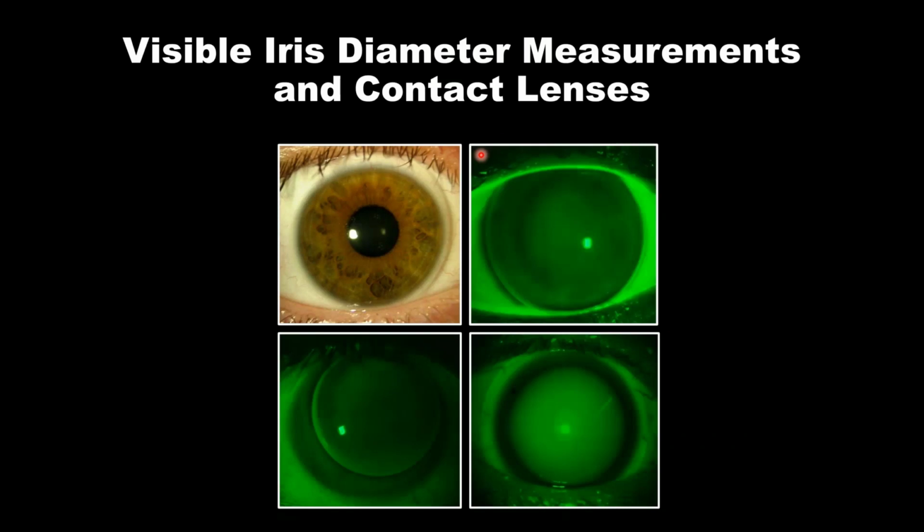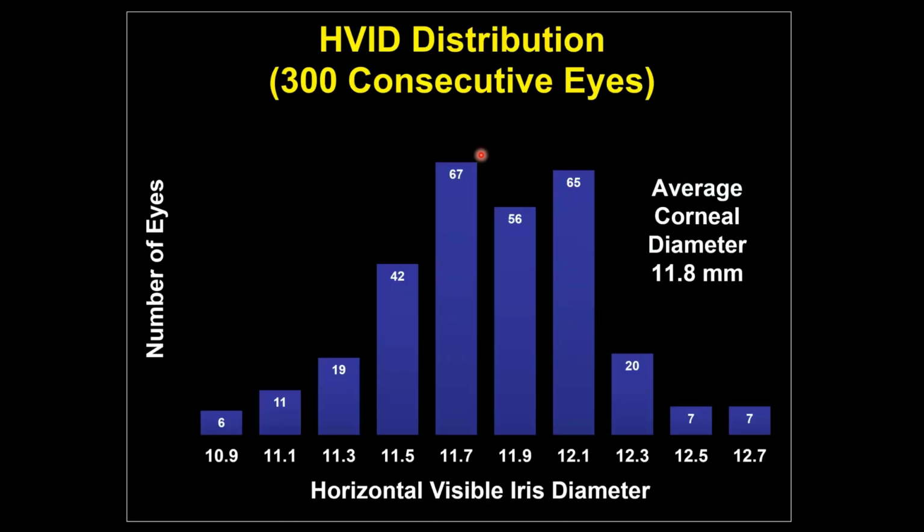What else can we do with a corneal topographer that can help us with contact lenses? And all of these cases are good examples of where we should have done a better job of measuring the visible iris diameter before we started. If we would have, we would have done a better job of selecting the correct initial lens diameter. So topography gives us such an easy value that is so helpful related to any of our contact lens fitting.